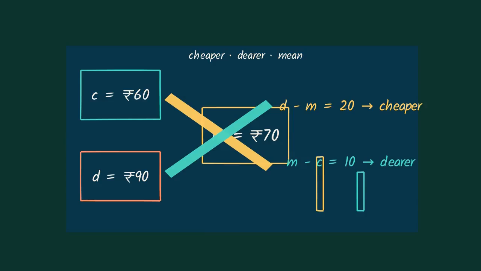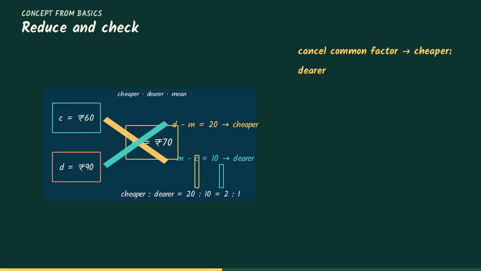Cancel a common factor and state cheaper to dearer. Then check. Plug the ratio back into the weighted mean and confirm you recover M. If the check fails, the labels were swapped.